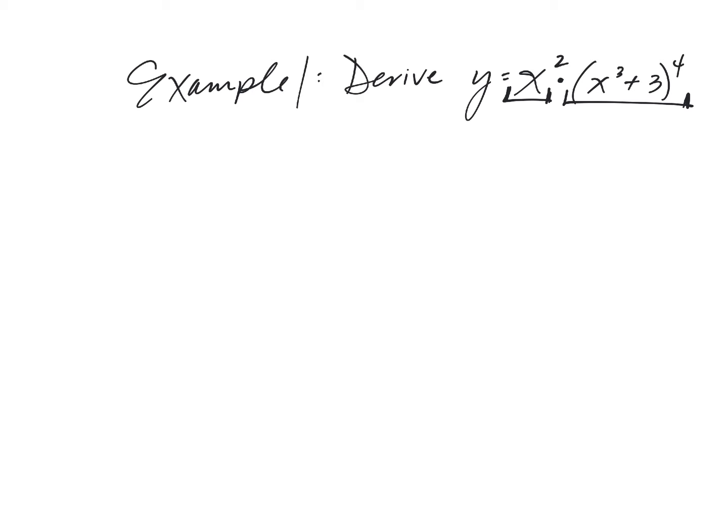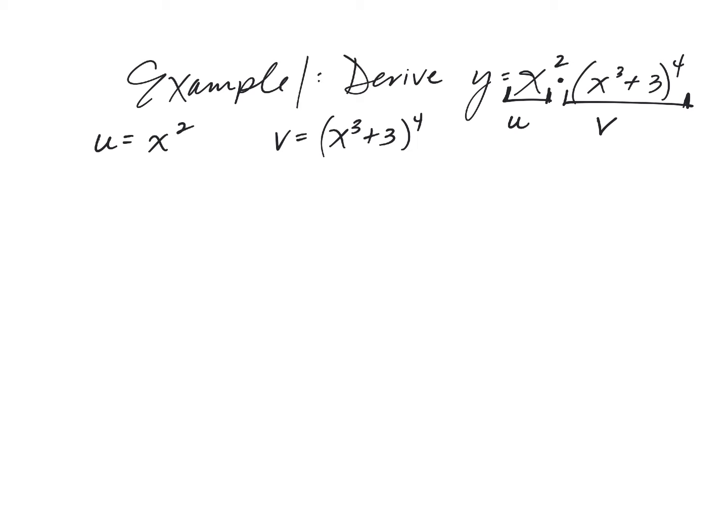All right, so usually we use u and v. So I call the first function u and the second function v. And that just goes back to whoever came up with this a long time ago. I don't know why they chose u and v. You can choose any letters you want. Okay. So once I identify my two functions, what I do is I write them both down. So I've got u is x squared, and I've got v is x cubed plus 3 to the fourth power.